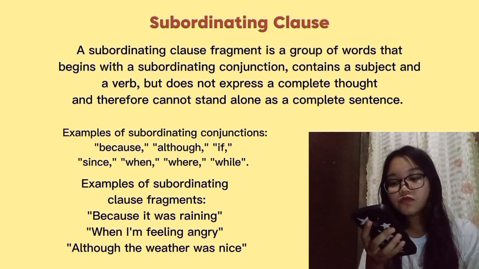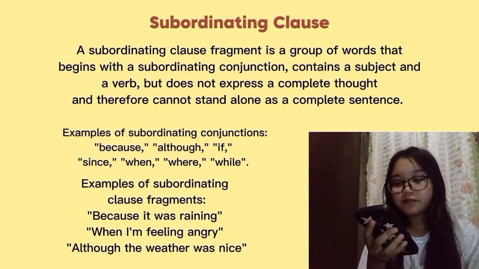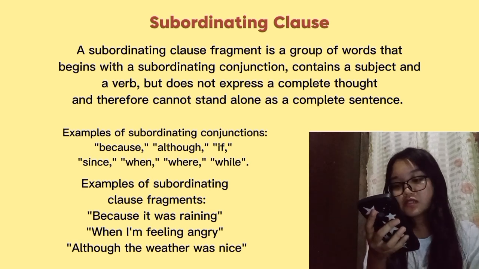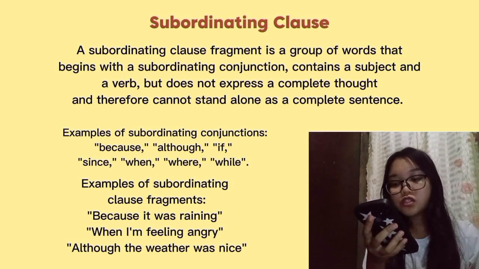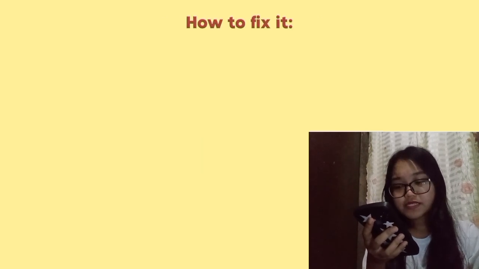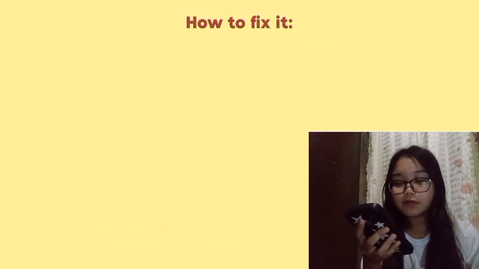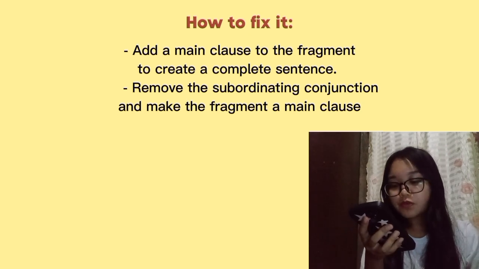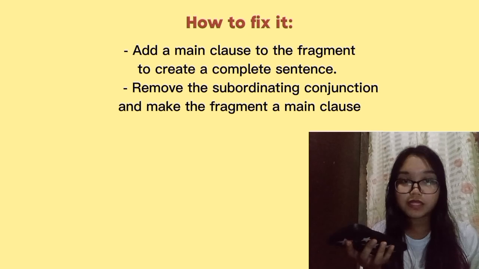Examples of subordinating clause fragments: "because it was raining," "when I'm feeling angry," "although the weather was nice." These clauses are incomplete because they rely on a main clause to complete their meaning. How to fix it? To fix a subordinating clause fragment, you can either add a main clause to the fragment to create a complete sentence, or remove the subordinating conjunction and make the fragment a main clause.